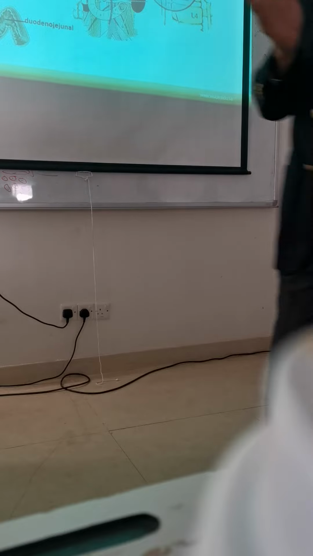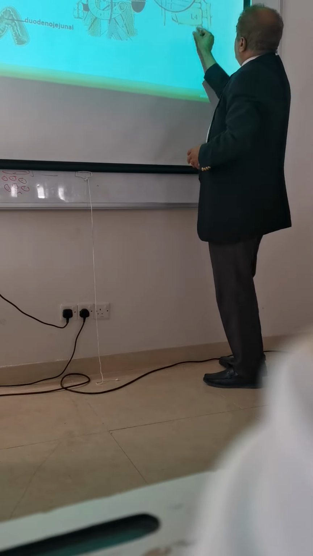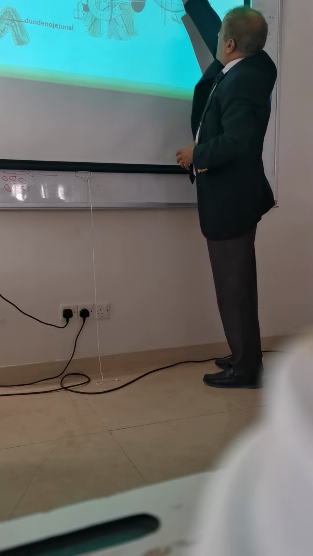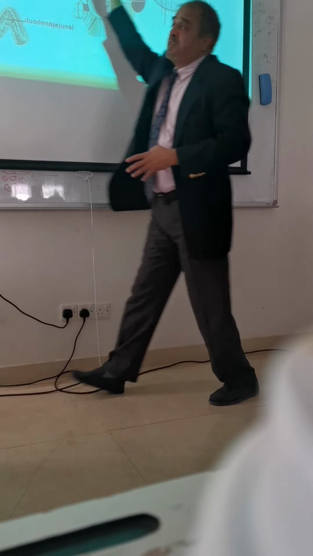Now, starting with the duodenum, the first part of the small intestine. We'll do the small intestine first. In the small intestine, the very first part is called the duodenum. The duodenum is a very important part of the gastrointestinal tract. It is 25 centimeters in length. What does it do? What is the structure over here? Stomach. And here? Jejunum. So it joins the stomach to the jejunum.